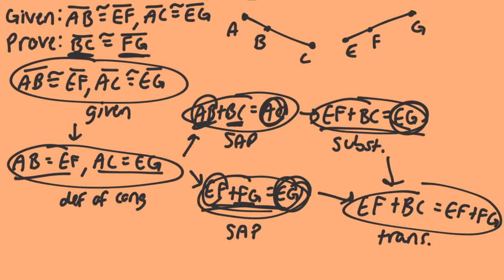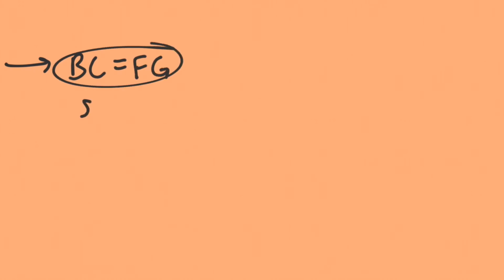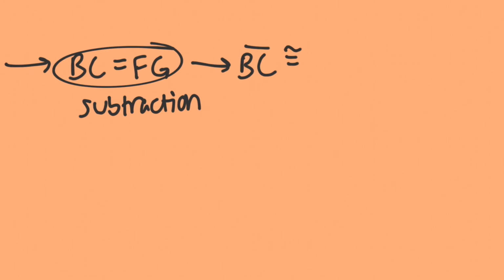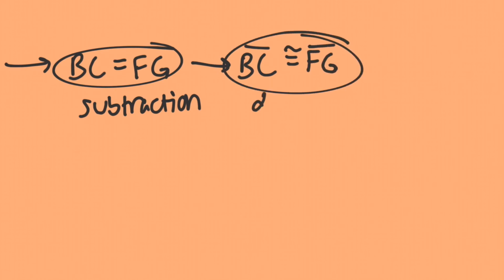And if you want to keep your end goals underlined, that might help. BC and FG, we want to be left with those at the end. Notice there's also an EF on both sides, so let's subtract that out. That was by subtraction. Now we almost have what we need, we just need to show that they're congruent. So segment BC is congruent to segment FG. That is by definition of congruence.